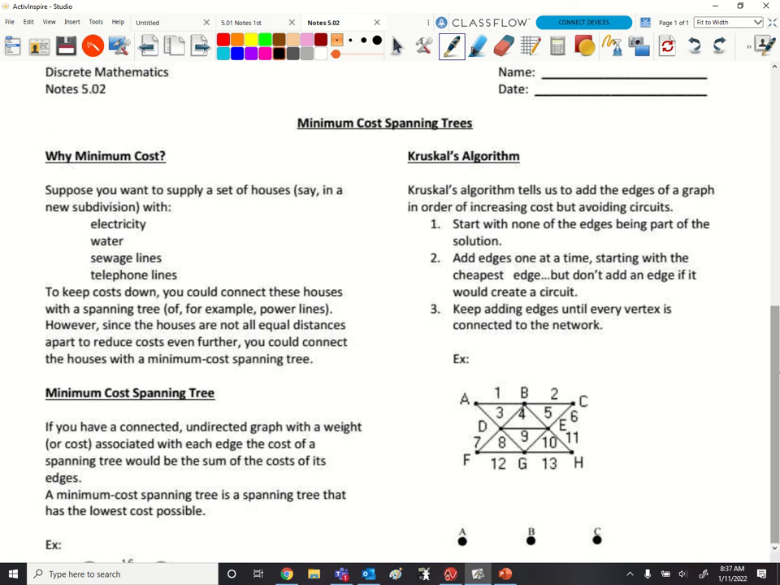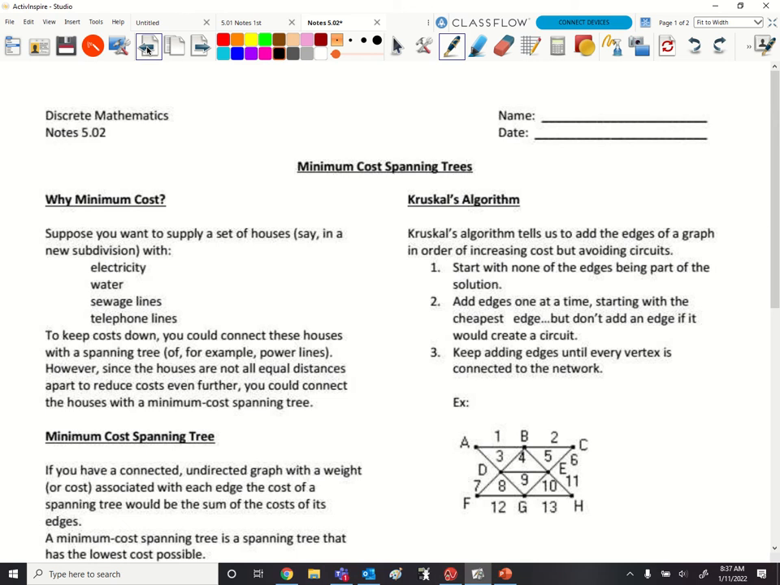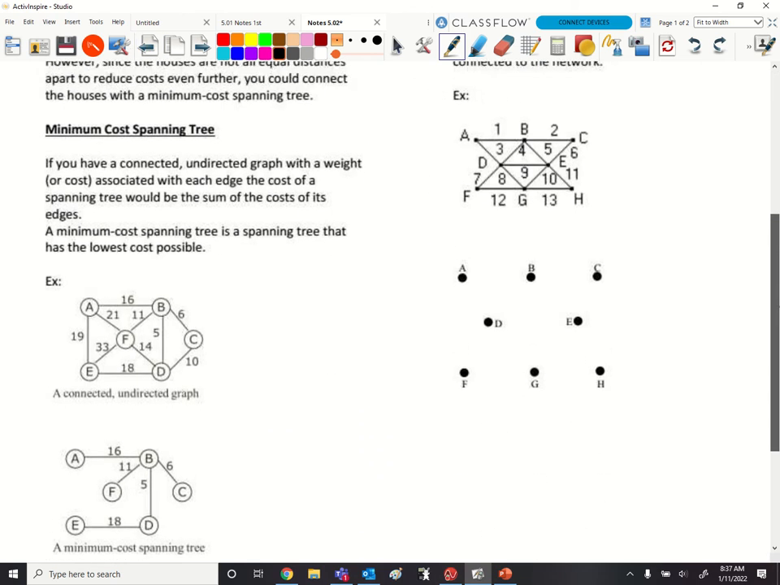Why does it not line up? Why does it got to be weird? There we go.